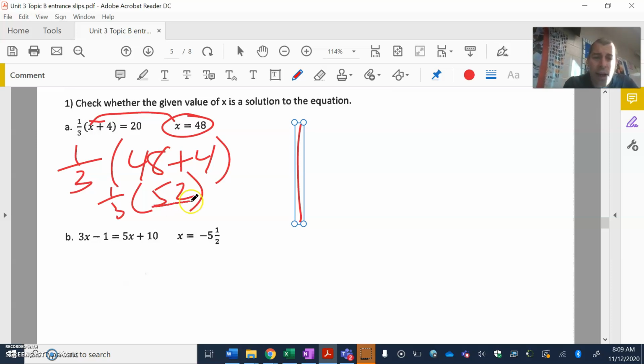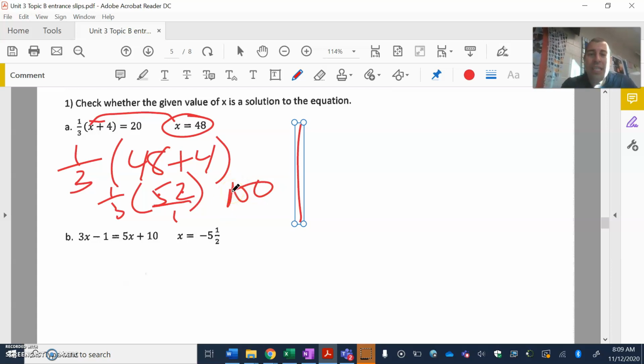Now, is there cross division? There's not. The reason I know is 5 plus 2 is 7, and 7 is not divisible by 9, using the divisibility rules. So I'm going to say no to it here.